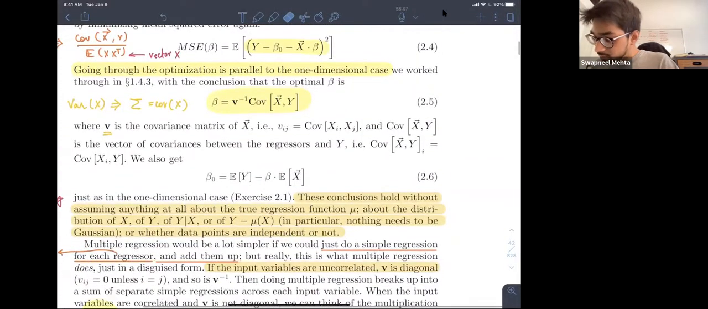So we get the same sort of decomposition. What I mean is we get the same equation as we got before, except now it's in a matrix form.